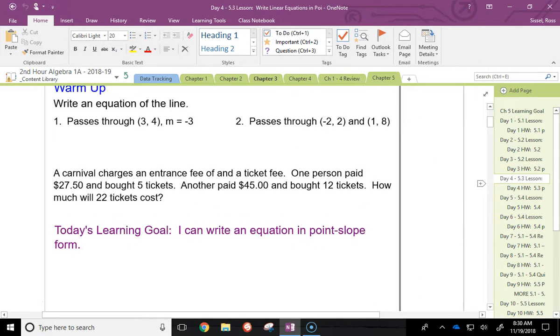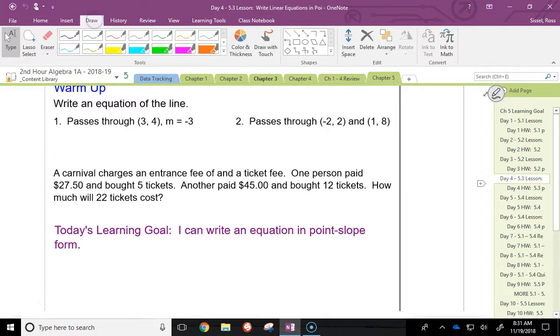It says, write the equation of the line. Okay, they want a line that passes through the point (3, 4) and has a slope of -3. What are the 2 things I have to know to write my equation? Your slope and your y-intercept. Perfect. I have to know my slope. On this one, my slope is -3. Do I know my y-intercept? No. They didn't give it to us.